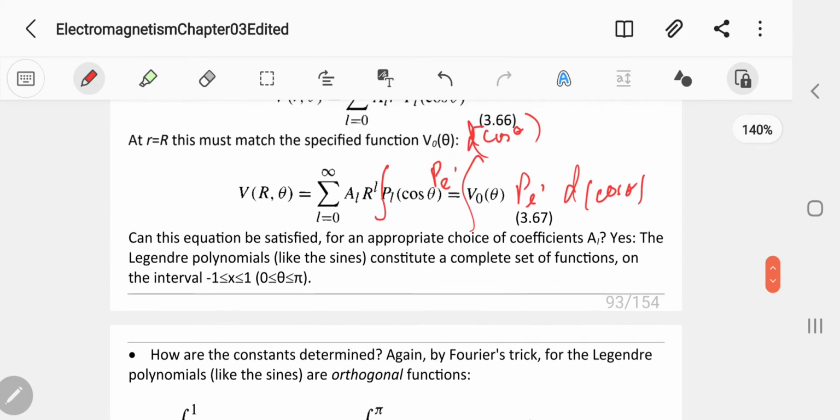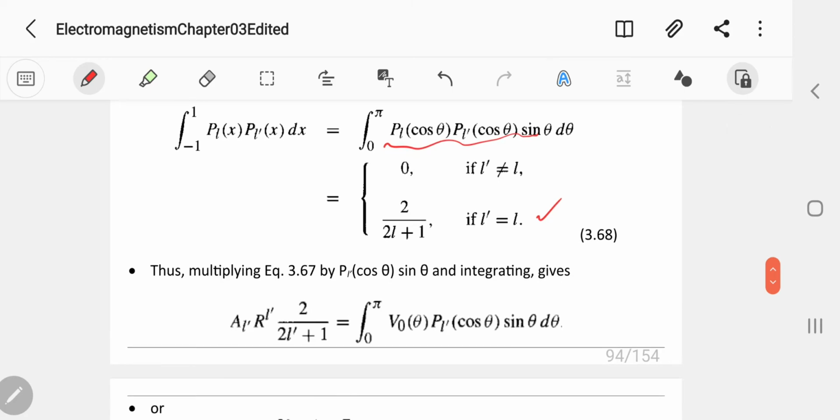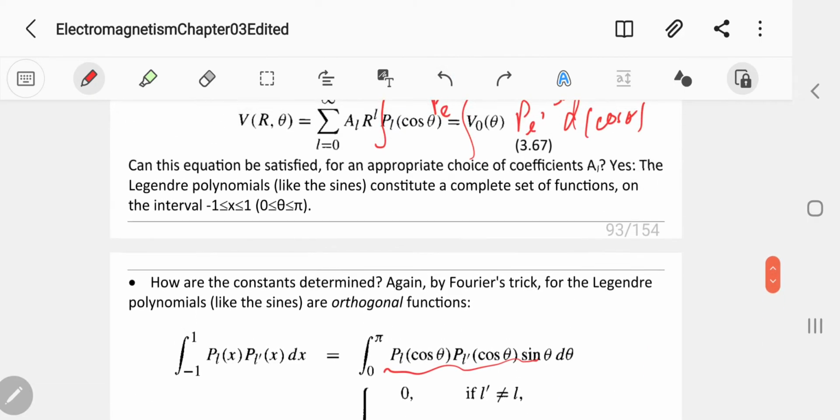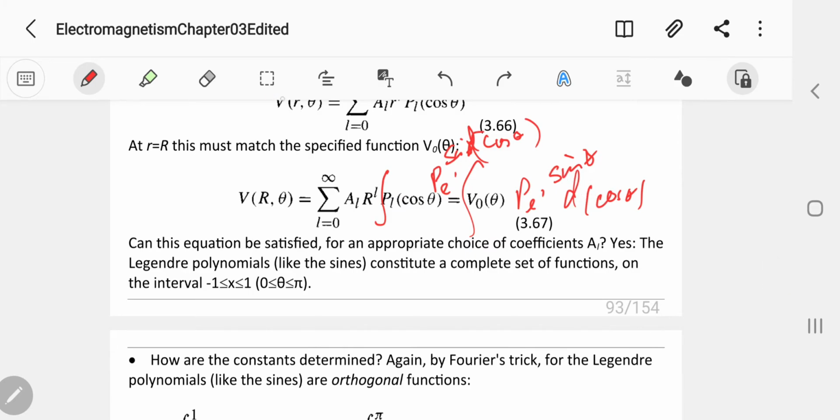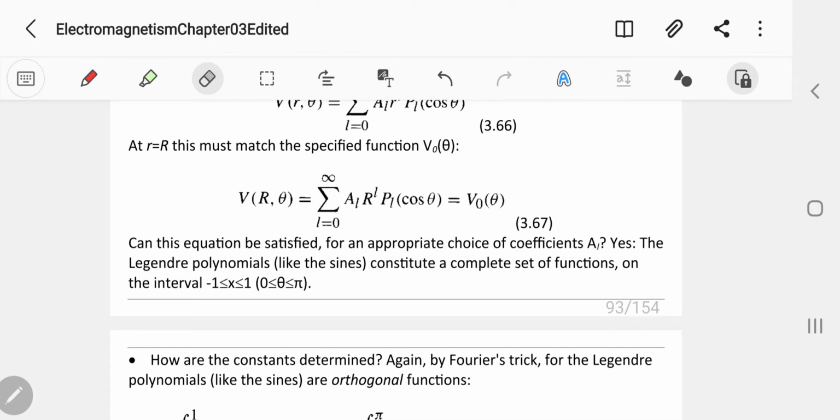You have to put sine theta here and sine theta, of course, because that's how to integrate the theta. You have to put sine theta d cosine theta. No, I'm sorry. I already put the cosine theta here, so the sine theta is not needed. It's already d cosine theta, which is equal to negative sine theta d theta. So anyway, that's what you have to do. That's the Fourier trick for this.